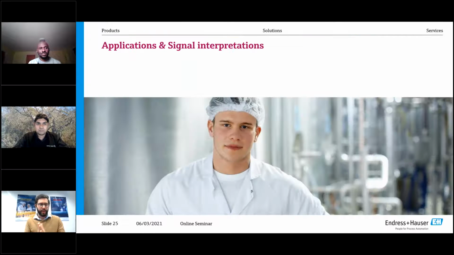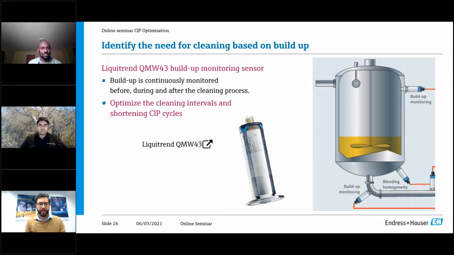Really good. So we have a couple of applications and signal interpretations we want to share with you. Just to give you a quick summary on how the QMW43 works: it's a build-up and conductivity sensor. We are able to measure the build-up in tanks and pipes, but we can also use it to optimize blending processes. Whenever you have two different components being mixed together, you can use both the capacitance and the conductivity measurement to make sure that your product is really well mixed, which is a really interesting application for this sensor specifically.